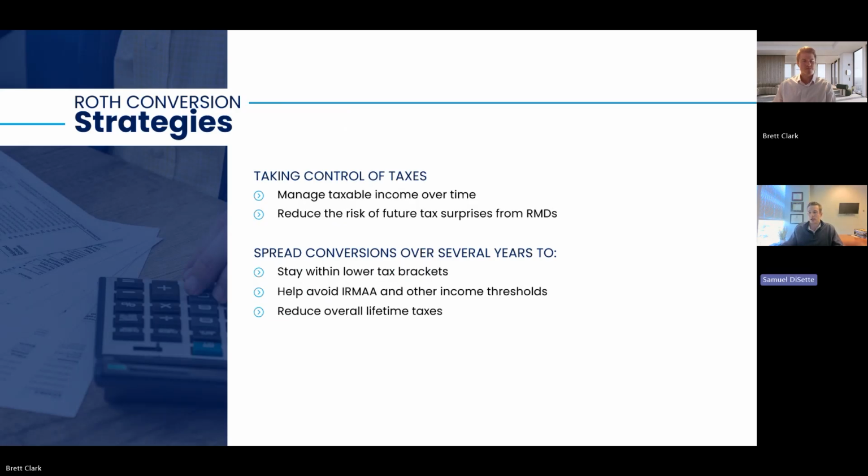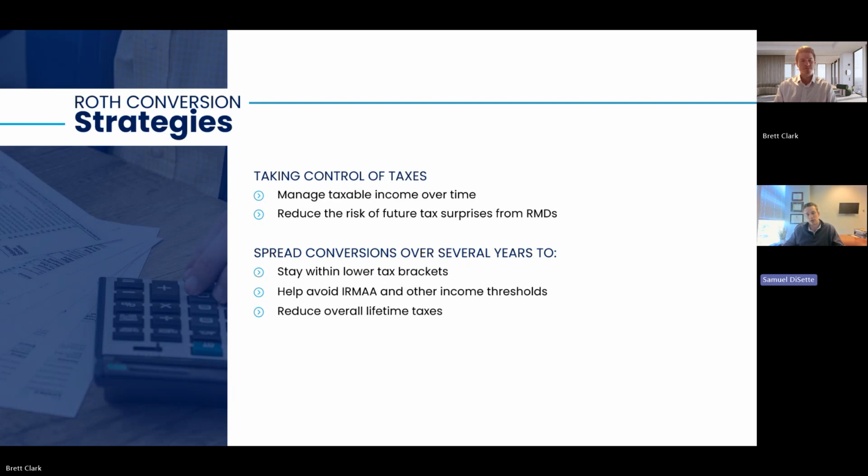Really, the ways in which we can utilize these strategies are multi-year. So the two biggest benefits: one, let's take control of what our taxes are going to be. Let's not allow the federal government, through RMDs, to control when we are going to have to make those tax payments. So we're going to be able to manage your taxable income over time and reduce any risks or any surprises that may come about when it comes time for RMDs.